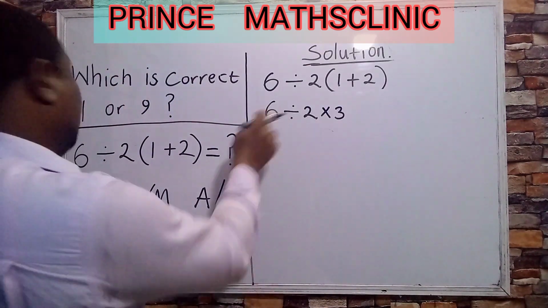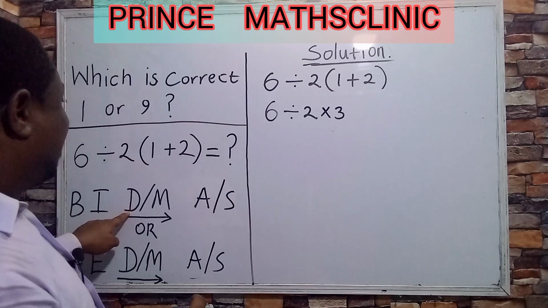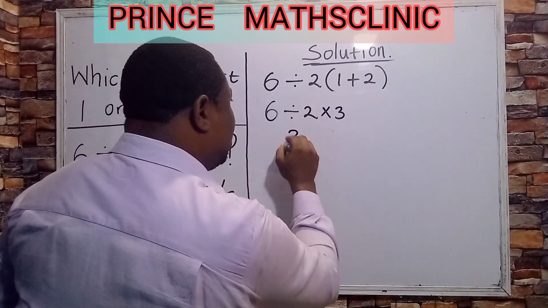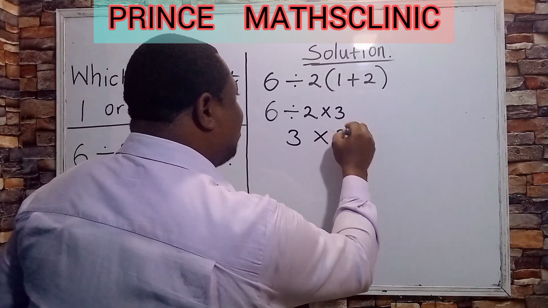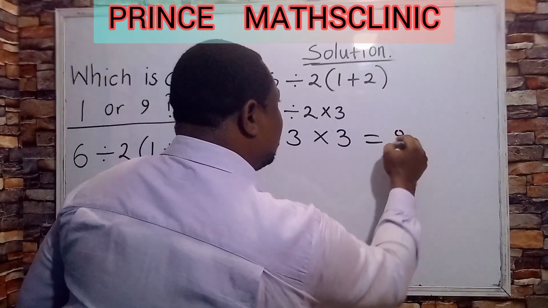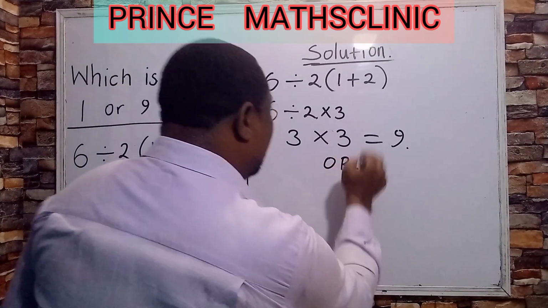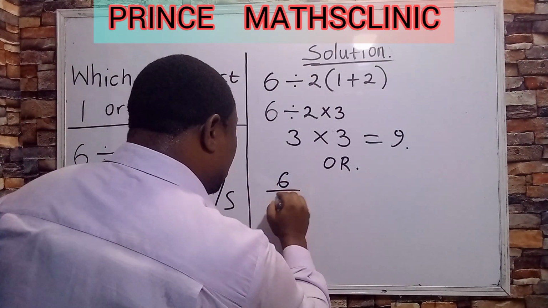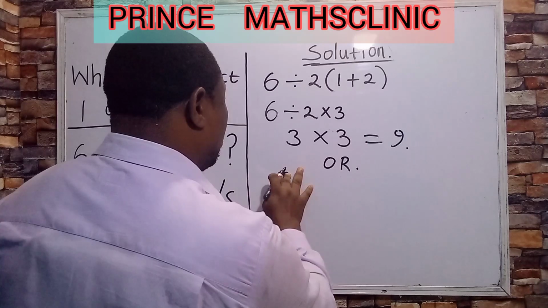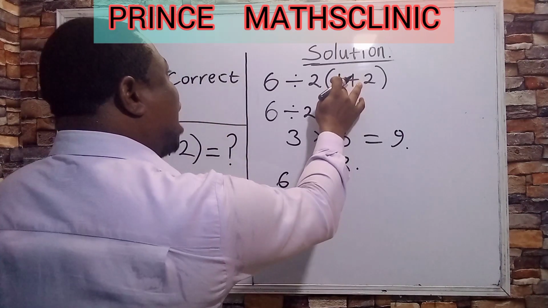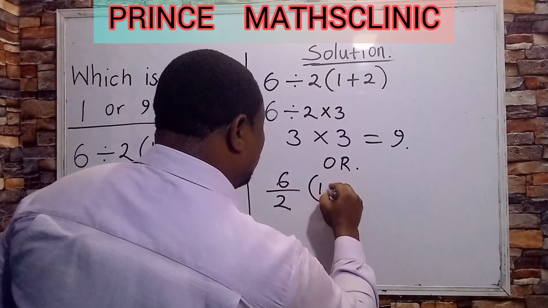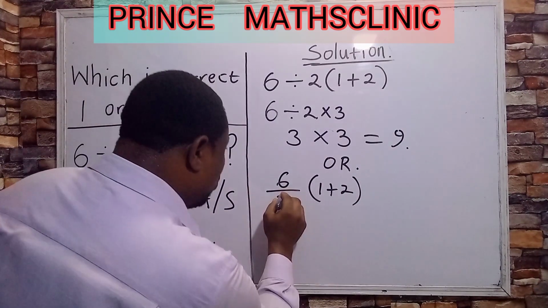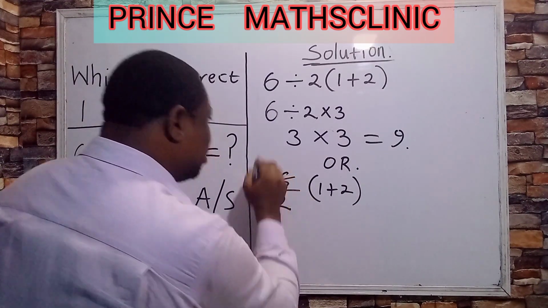Then division is what I'm going to take next. What? 6 divided by 2 is what? 3. Then 3 times 3 will give me what? I can also treat this like this. I can also say 6 divided by 2 means 6 divided by 2. Right? Then what I have here is 1 plus 2. Then what does this mean? 2 can go in 6 3 times.